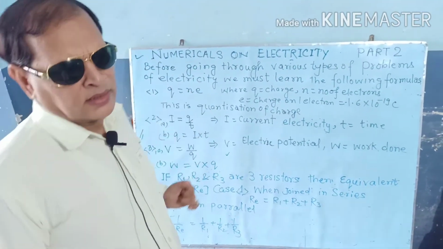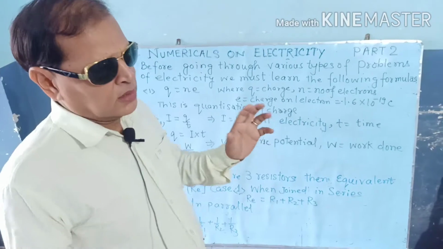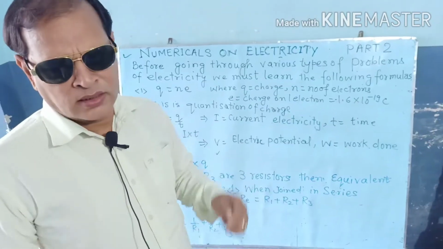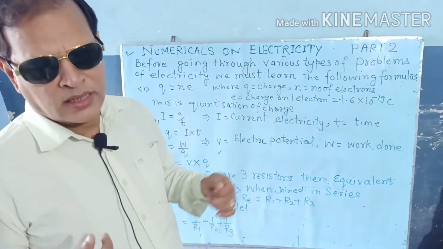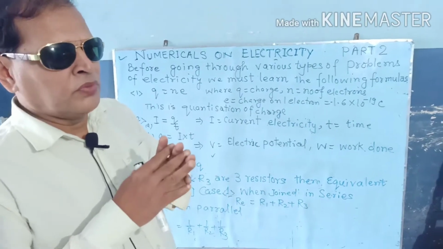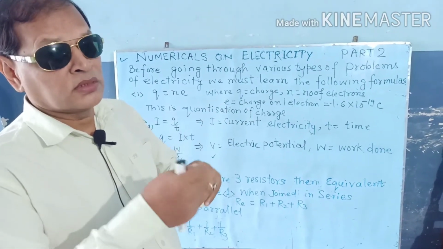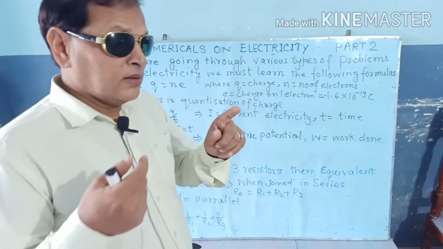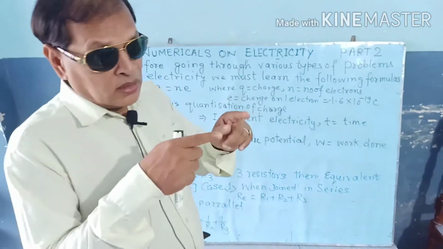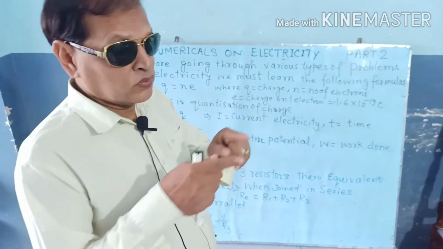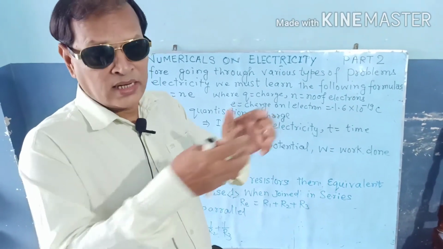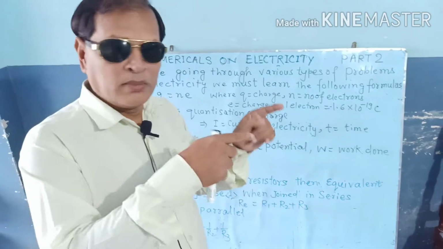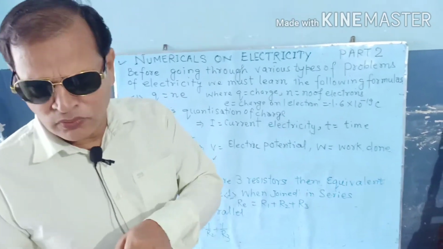What is an equivalent thing? Suppose that three persons are pulling a car. Then a person suddenly comes and pulls the car single-handed. Then we can say that this person, who pulled the car alone, is equal to the three, so he applied an equivalent force.